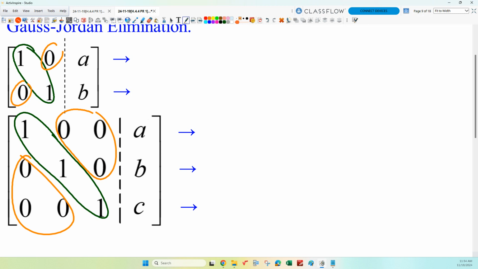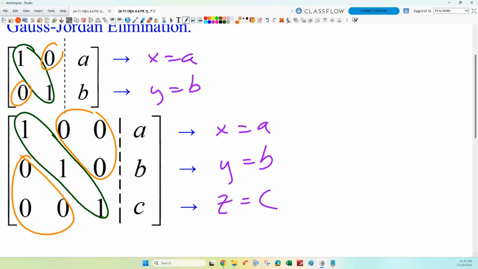So what does this tell us in this 2x2 system? What's that first row tell us? Yeah, x equals a. What's the second row tell us? Y equals b. If we're solving a 3x3 system, what's the first row tell us? What's the second row tell us? What's the third row tell us? Okay, so my preference is always to keep going and use row operations to put this thing into reduced row echelon form, because row operations are more efficient than writing down algebra. Okay?